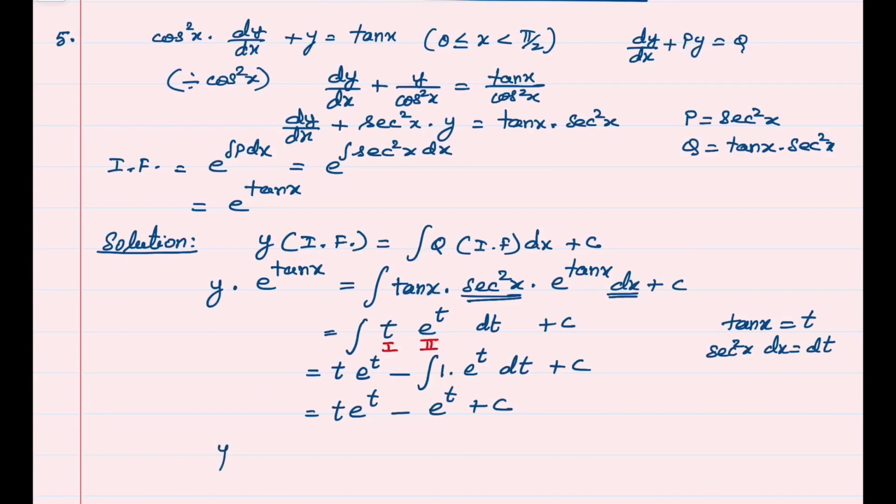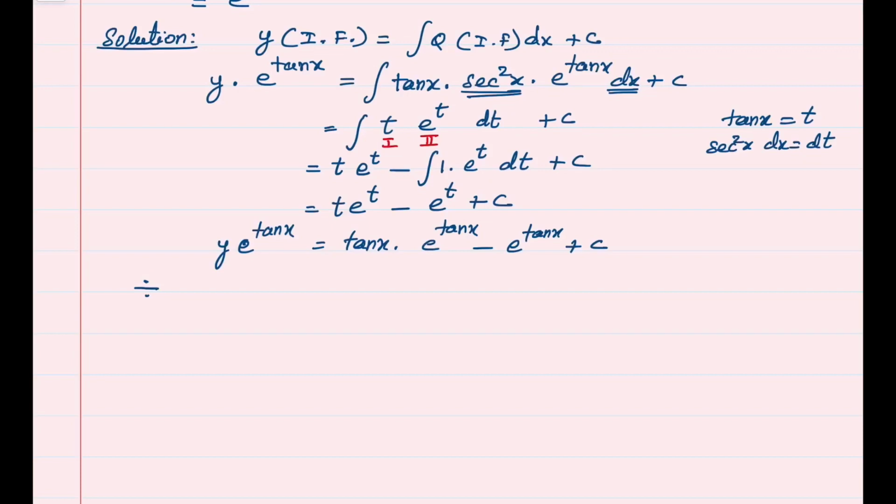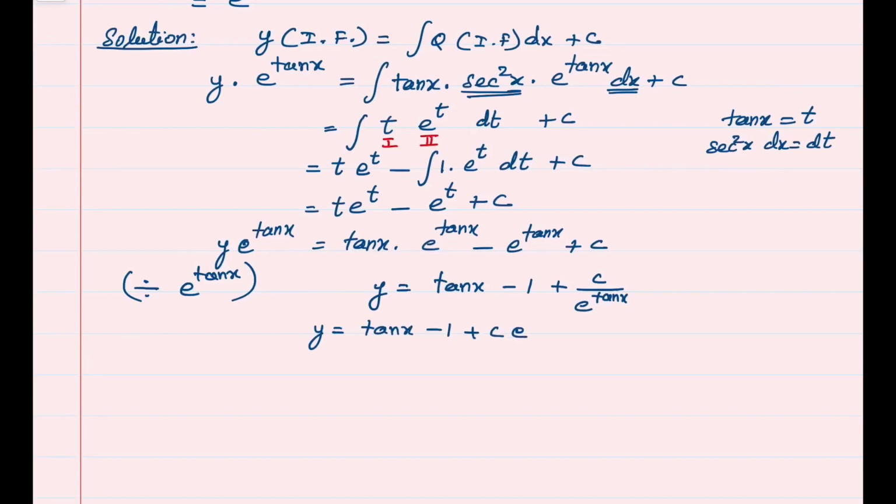Now we will substitute for t. T is tan x. We will divide the whole equation by e power tan x. Dividing by e power tan x, we get y is equal to tan x minus 1 plus c divided by e power tan x. Therefore, the answer is y is equal to tan x minus 1 plus c times e power minus tan x.